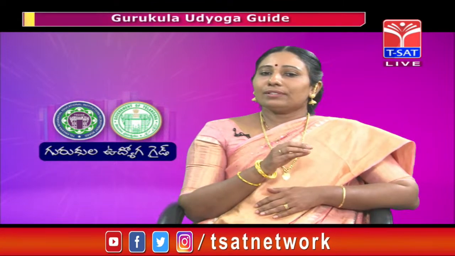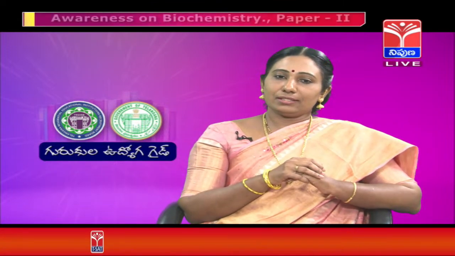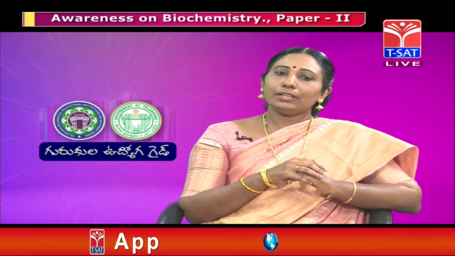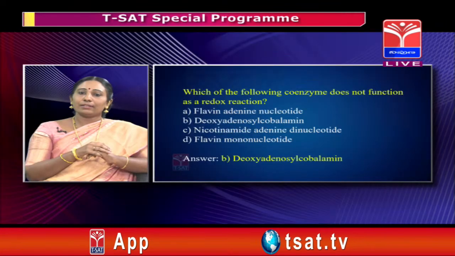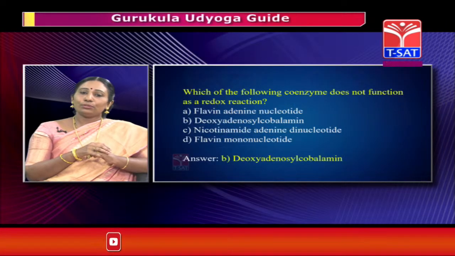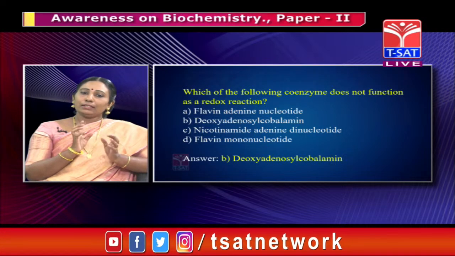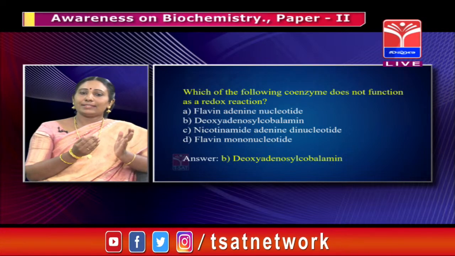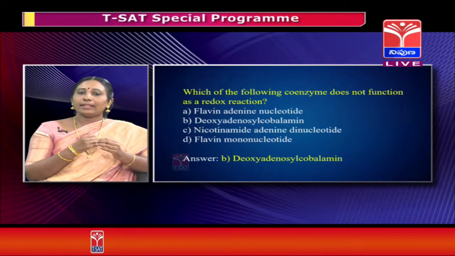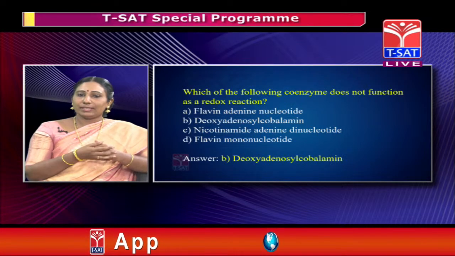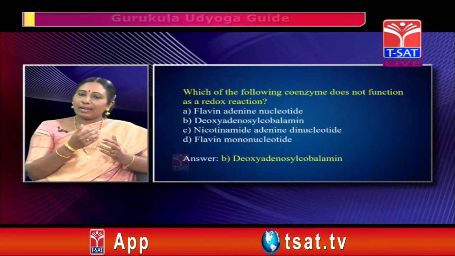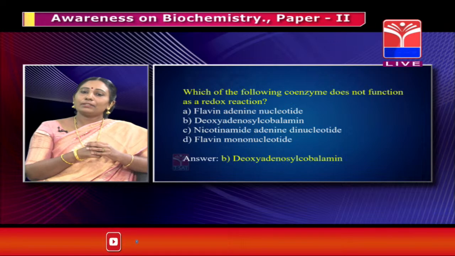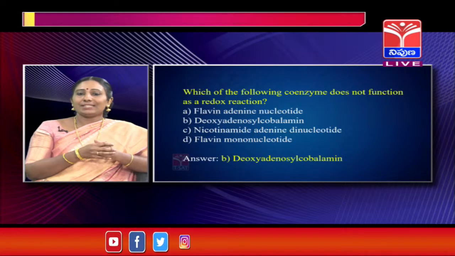Now we will move on to some of the questions based on this unit, that is enzymes. Here we have: which of the following coenzymes does not function in a redox reaction? I already told you, you need to know what a redox reaction is. When a compound is accepting electrons, it gets reduced, and when it is releasing electrons, it is oxidation. So which of these molecules can participate in one such reaction?